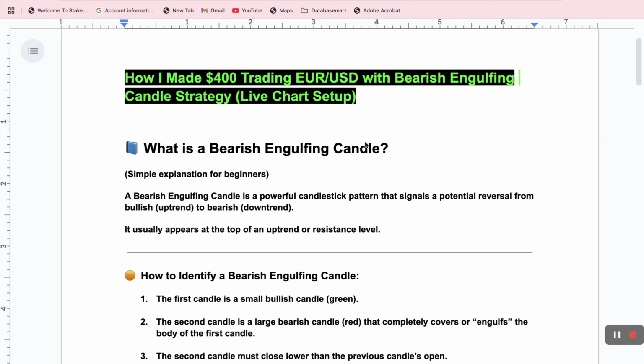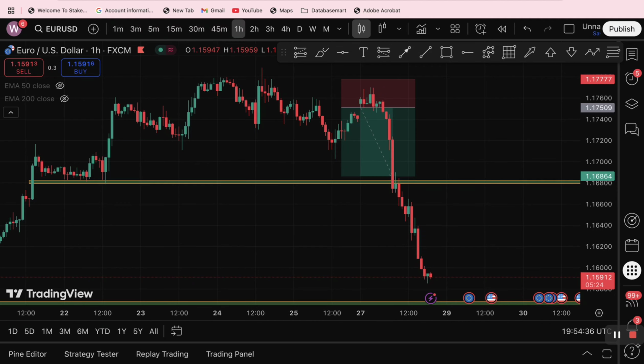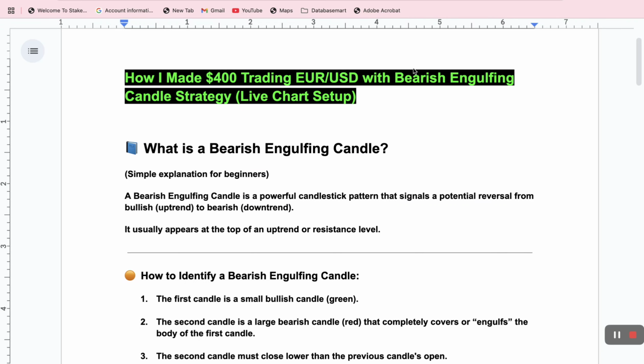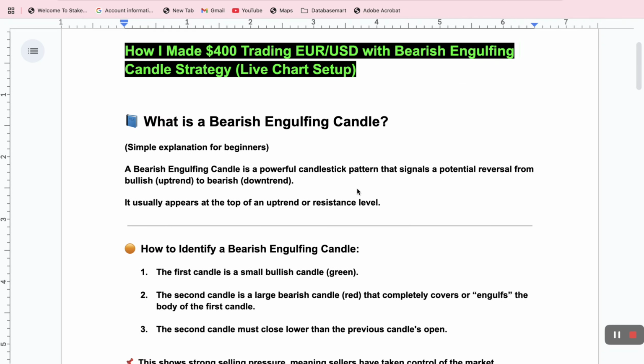Before we jump into the chart, I need to show you what a bearish engulfing candle is, so that you can understand it. It's a very simple explanation. A bearish engulfing candle is a powerful candle pattern that signals a potential reversal from a bullish uptrend to a bearish one. It usually appears at the top of an uptrend or at a resistance level. It's that simple.